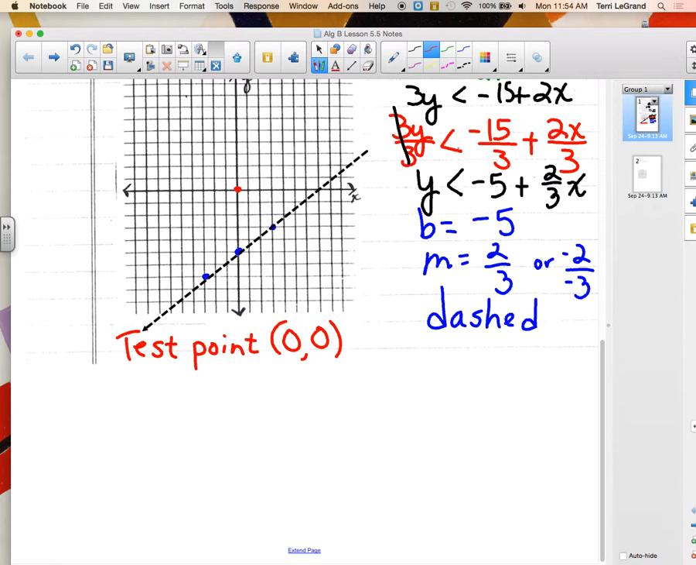Where are we going to do our test point, do you think? Trey? In the very original state the equation was in, because what could we have done wrong? Messed up on rearranging it. We could have messed up there. So we're going to go all the way back to where it was in the beginning. How did it start? -2x plus 3y is less than -15. Okay, so we're going to write that down.